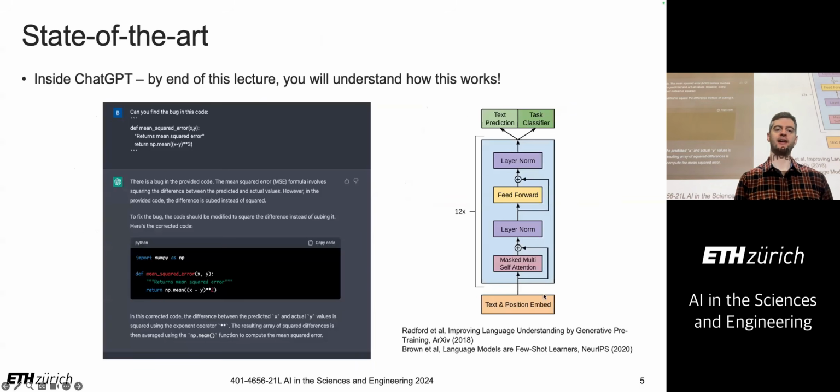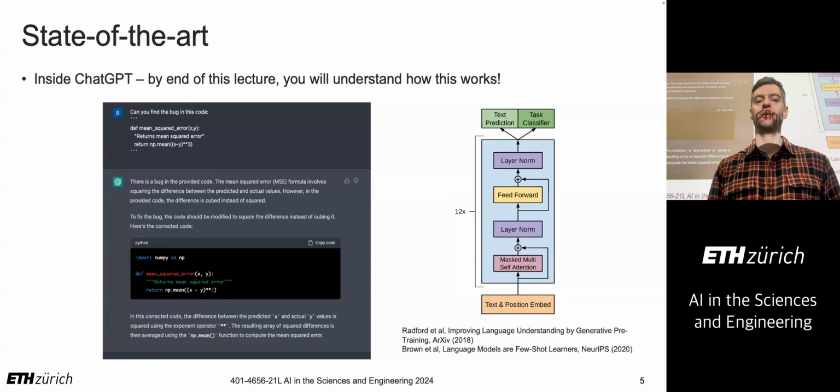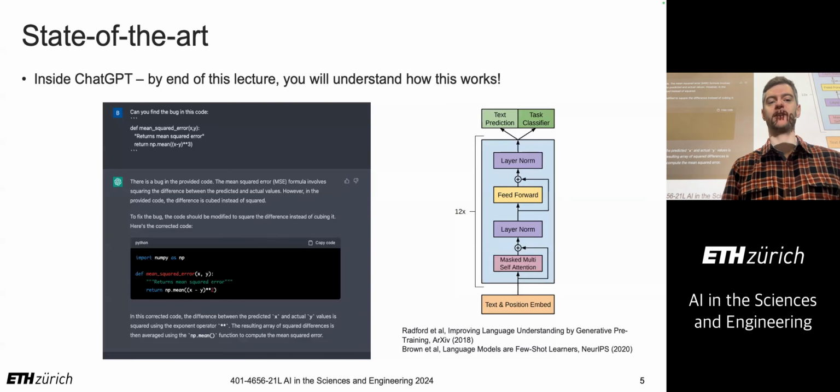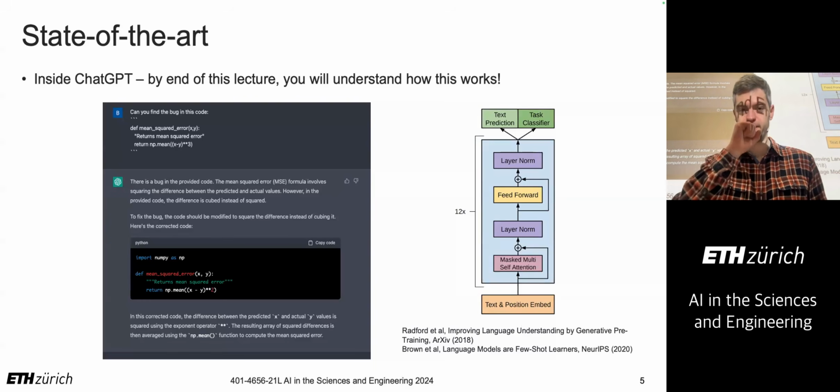By the end of this lecture, I'm going to try and explain to you how ChatGPT works at a lower level. So instead of just understanding how we interact with it, I'll try and tell you exactly what the neural network architecture is and the loss function that we use to train it. And you should just be able to understand this very easily after this lecture.